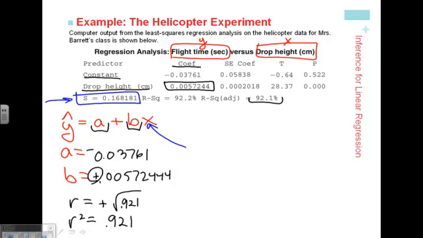If flight time is in seconds, that value S says that the average difference from the predicted point is about 0.168. If it's normally distributed, we'd say that about 95% of all helicopters fall within 2 times that amount. About.